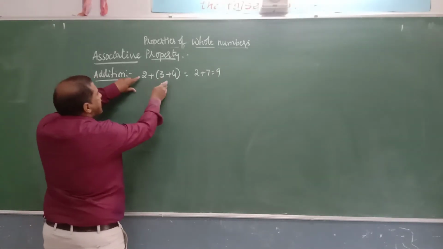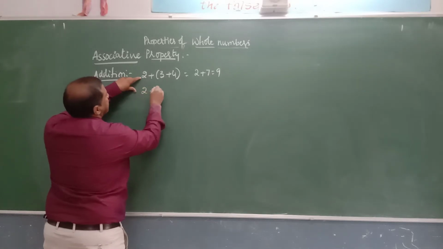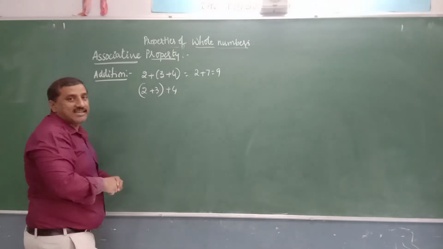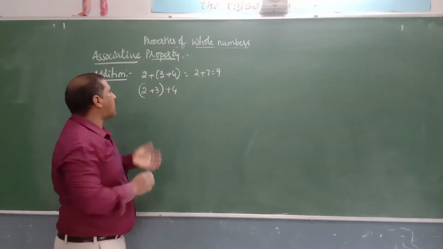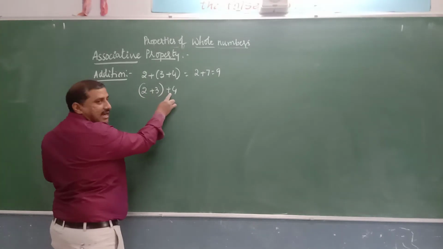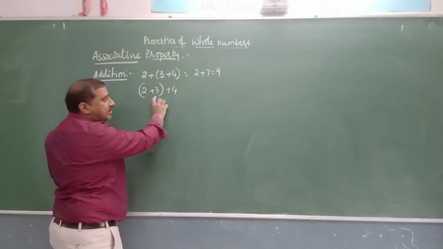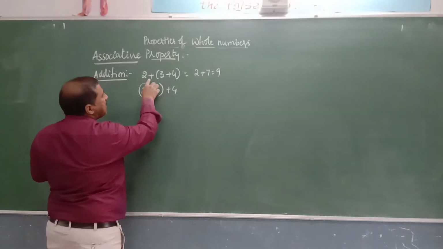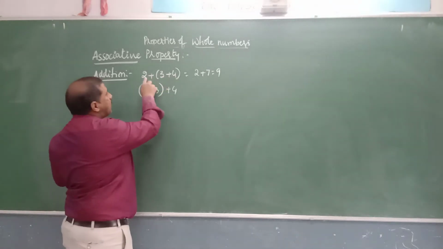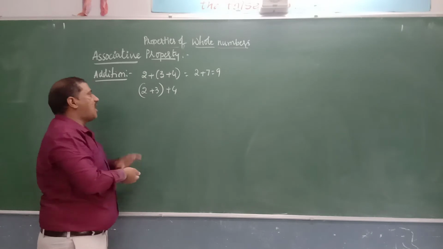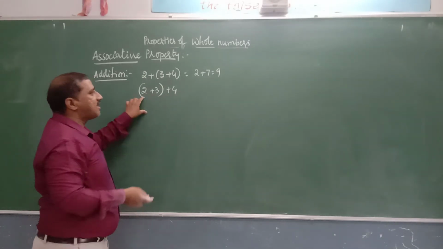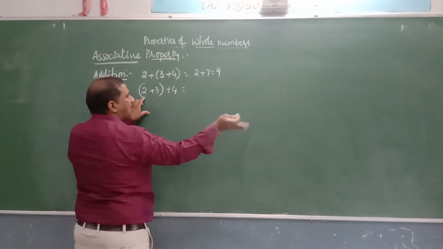Similarly, you interchange this, that is (2 plus 3) whole plus 4. Same whole numbers I considered: 2, 3 and 4. Now I am adding 2 and 3, and to this sum I am adding 4. Here, 2 is added to the sum of 3 and 4. Here, 4 is added to the sum of 2 and 3, by using the concept of the BODMAS rule.